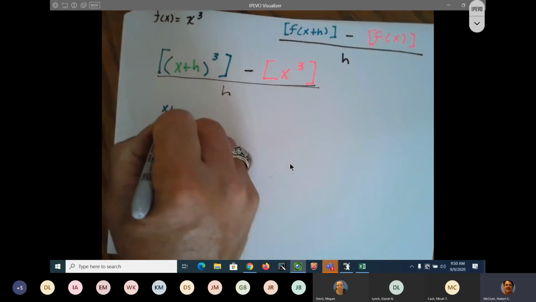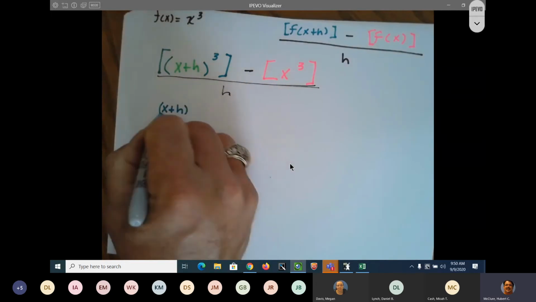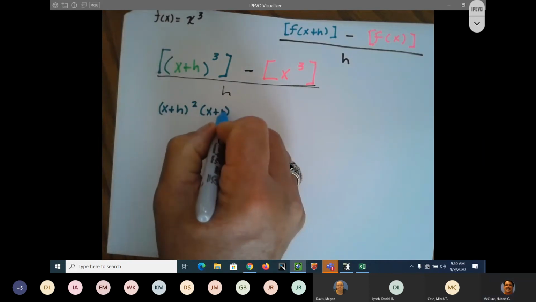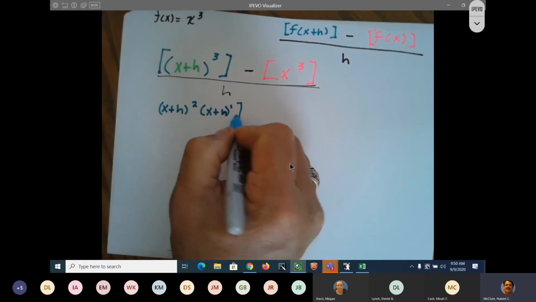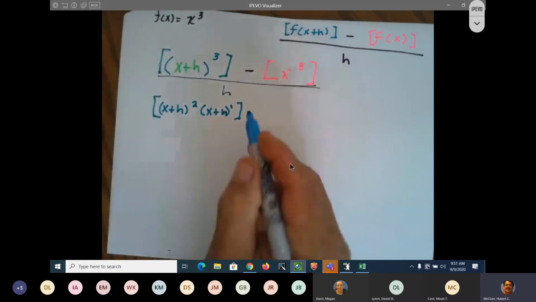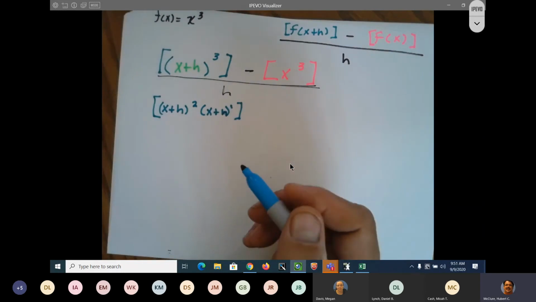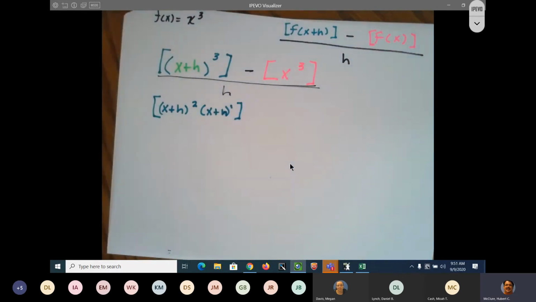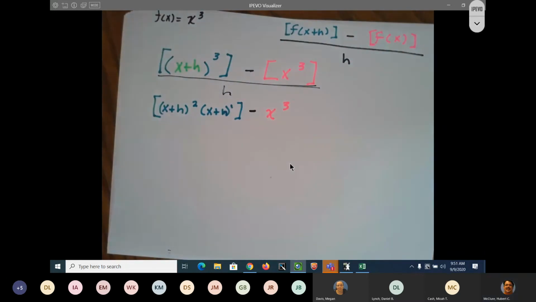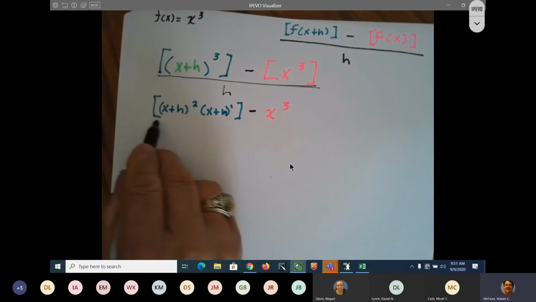So I'm going to break it up into x plus h squared times x plus h to the first power. The reason I'm putting the first power is to show you 2 plus 1 is 3. That's why I'm leaving that 1 there. You don't have to. And I'm writing small because this next step is going to be monotonous. Minus, and you don't even need the brackets anymore for this, x to the third over h.